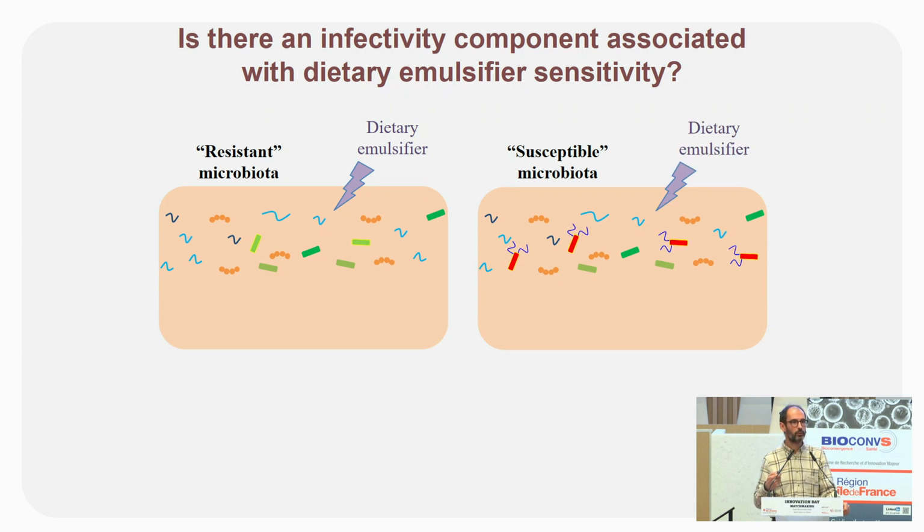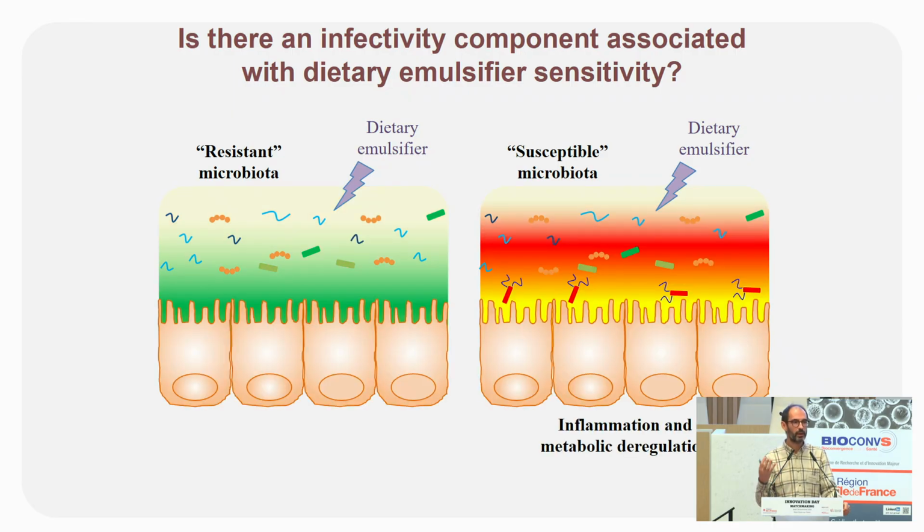When we face those dietary emulsifiers, the microbiota will detect and respond to those compounds in a way that will drive microbiota encroachment, so the mucus layer will be colonized, which will subsequently lead in the long term to chronic inflammatory conditions and metabolic deregulation. So we really think that those mucus-associated bacteria are key in driving those phenotypes, and we are currently investigating and isolating those bacteria.